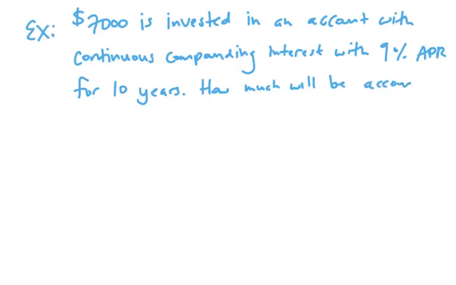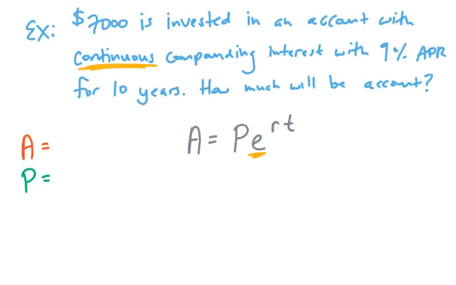And we'll approach this very similarly to our first example. Just because of that word continuous, I'm going to be real careful to note that the formula I'm using is the A equals P E to the RT formula. Anytime we have continuous compounding, we're going to use the formula that involves E. And we'll just jot down A, P, what else do we need? We need R and T. So continuous tells me that we're using the E formula.